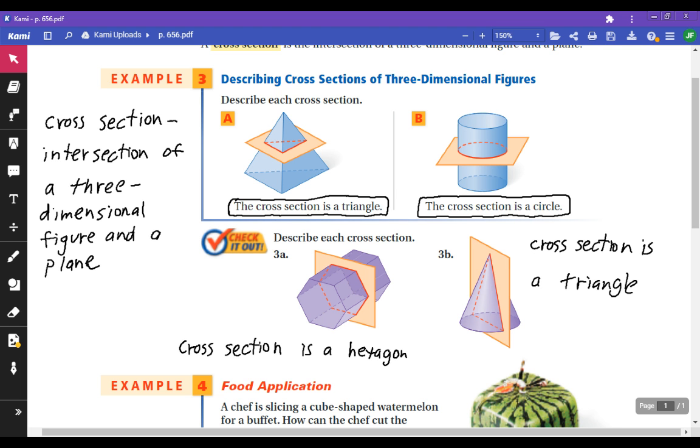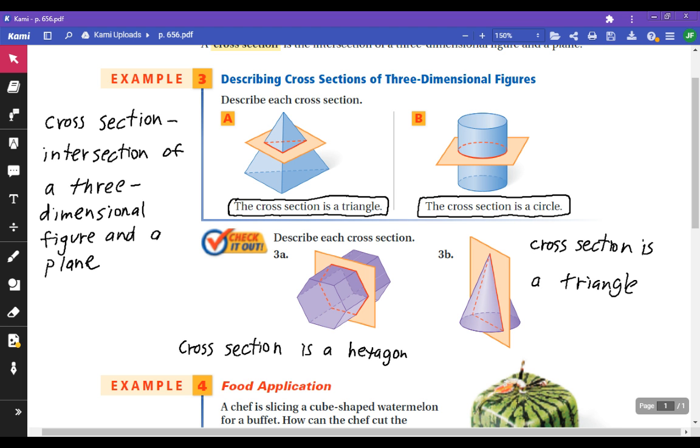And finally, in the last picture there at the bottom right, you see a cone, but this time the cross section is not parallel to the base, it's actually perpendicular to the base. So you're not going to get the same figure as the base, you're going to get something else. In this case, it's going to be a triangle. The cross section is a triangle. So again, a cross section is just an intersection of a plane and a three-dimensional solid.